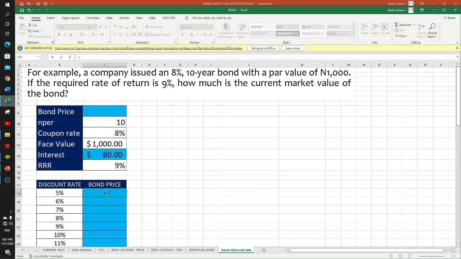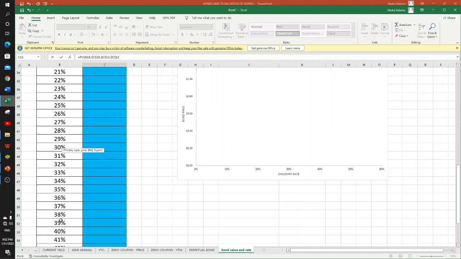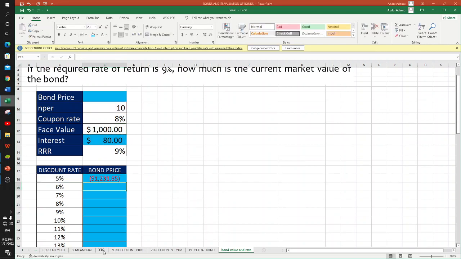Equals present value, rate. Our rate is this 5, comma, our period is 10. So let's lock it, F4 to lock it, since I'm going to copy it down, comma, our PMT is 80. We're also locking it, F4 to lock it, comma, our face value is 1,000. We're also locking it, F4 to lock it. So the only thing we didn't lock here is the percent, because we are going to be using this percent downward. So you can see we have up to 50%. Now let's enter.